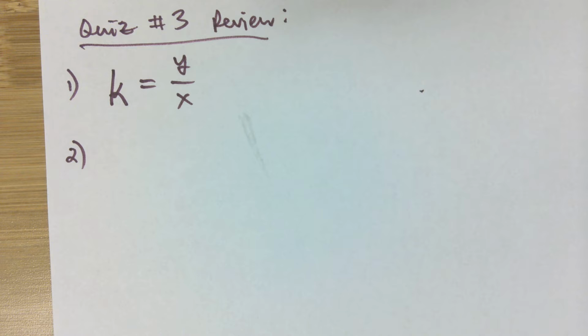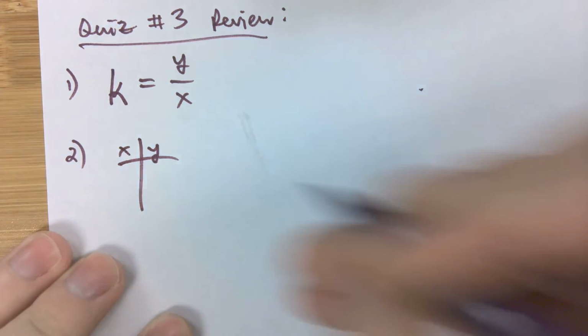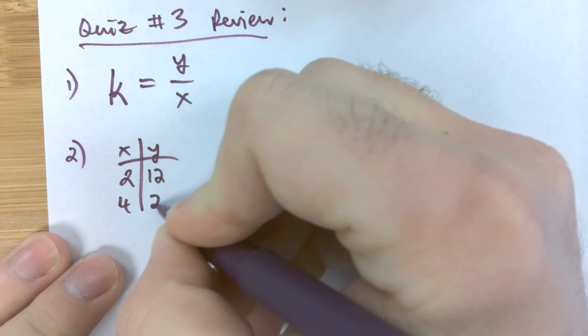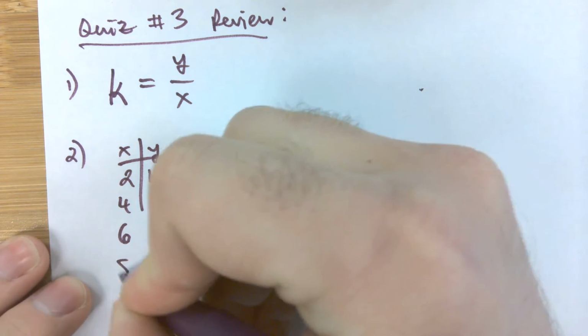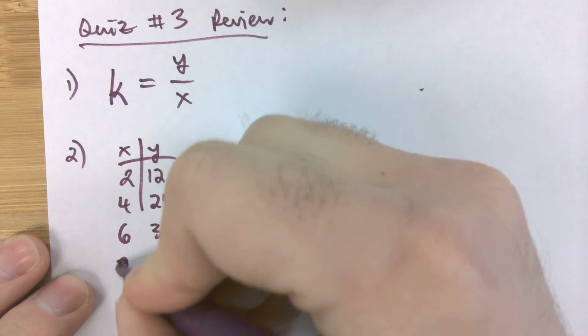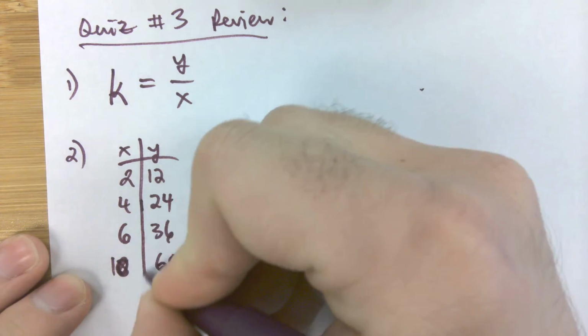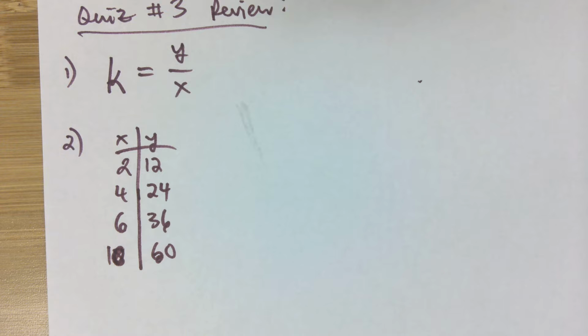Now we're going to use that formula, right? So find this table, the one with 2 and 12 at the top. X, Y, we got 2, 12, 4, 24, 6, 36, 8, oh, sorry, 10, 60. Right, there's our table of values. How are we going to find the constant of proportionality here? Is there a formula we can use? Yes, there is. What is that formula?